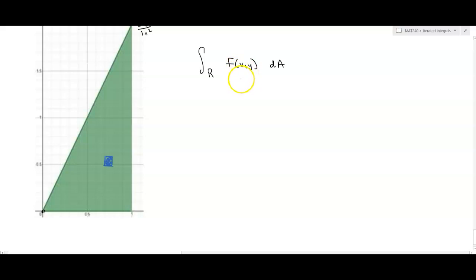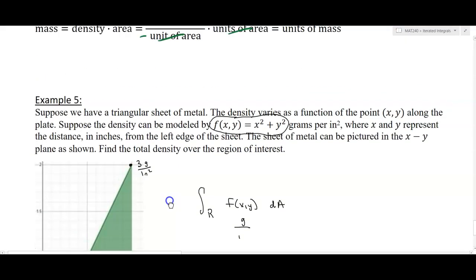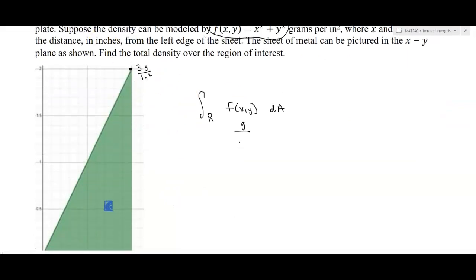And if we think about this as density, grams per square inch, and we multiply that by area, which is in square inches, we're going to get total grams. So basically what we need to do is dA, recall that that is either dx dy or dy dx, depending on how we set up our integral.